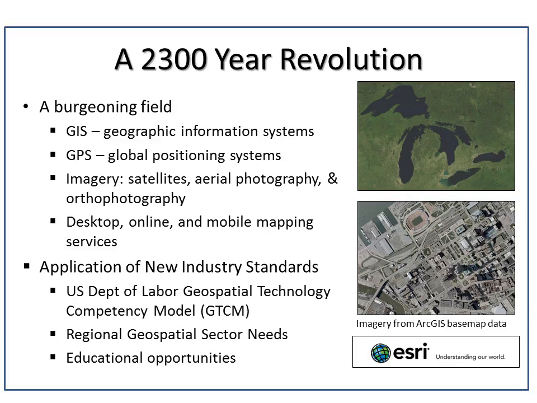Within the geospatial field, we can identify three main areas: GIS, Geographic Information Systems; GPS, Global Positioning Systems; and imagery, which involves satellite, aerial photography, orthophotography, and other technologies like radar and LiDAR. These are supported by desktop, online, and mobile mapping services, and those technologies are changing all the time. They're a big emerging subfield within the geospatial area.